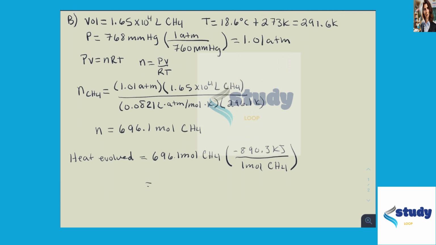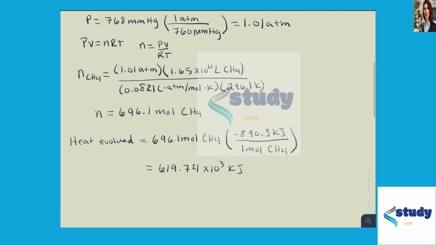So our heat evolved is going to be 619.74 times 10 to the third kilojoules. This would be negative, but that would be heat absorbed. We want heat evolved, so we're just going to take out the negative sign. So this would be the heat evolved for the second part of this problem.